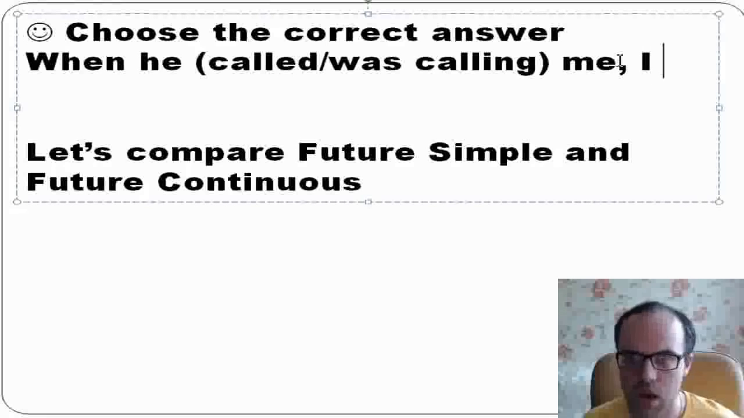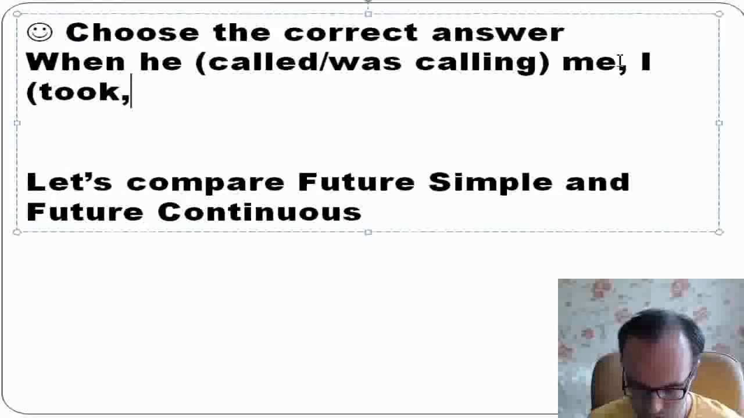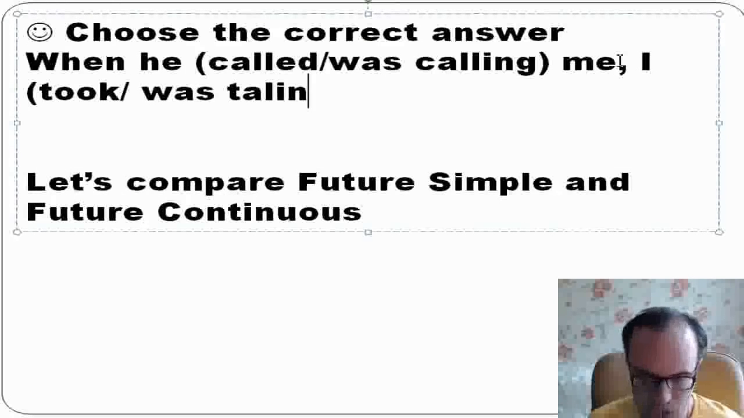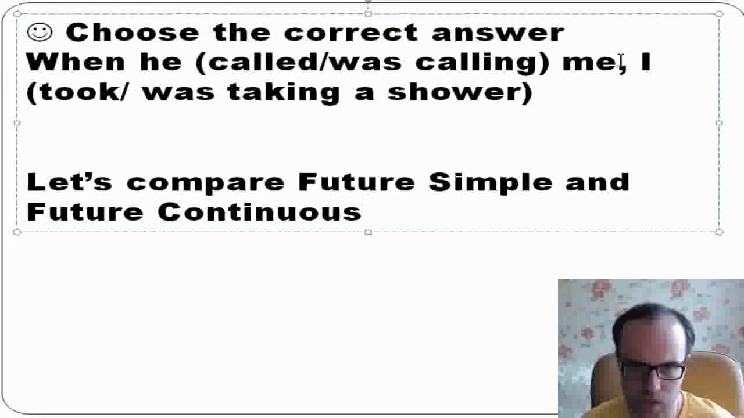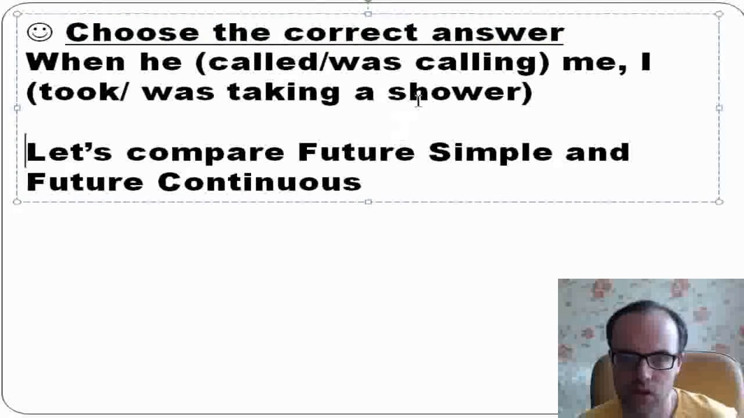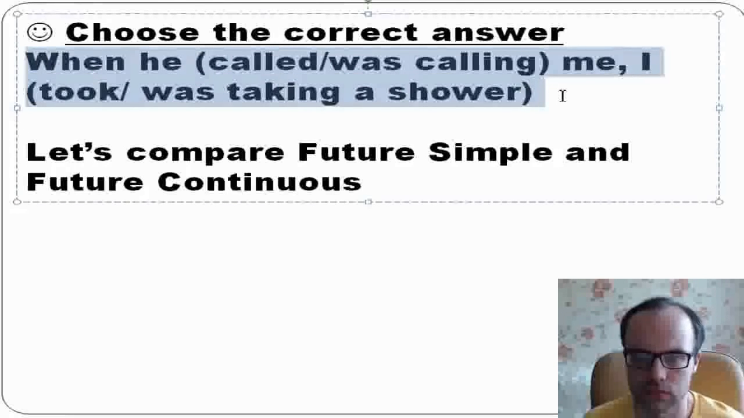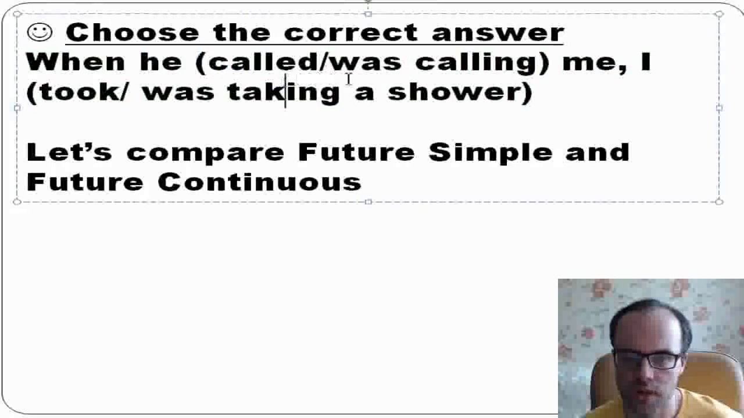So I took, or I was taking a shower. So which answer is correct and why? So please look at it and then we'll discuss. So you see, when he called me, or when he was calling me, when I took a shower, or when I was taking a shower. So which action is long and which action is short?